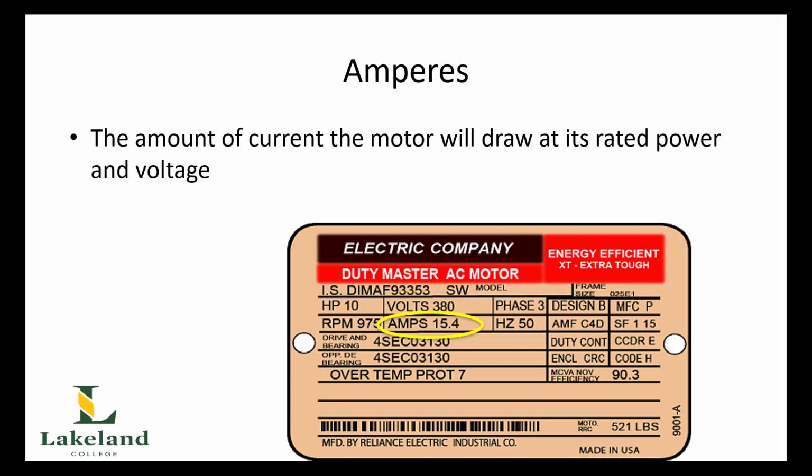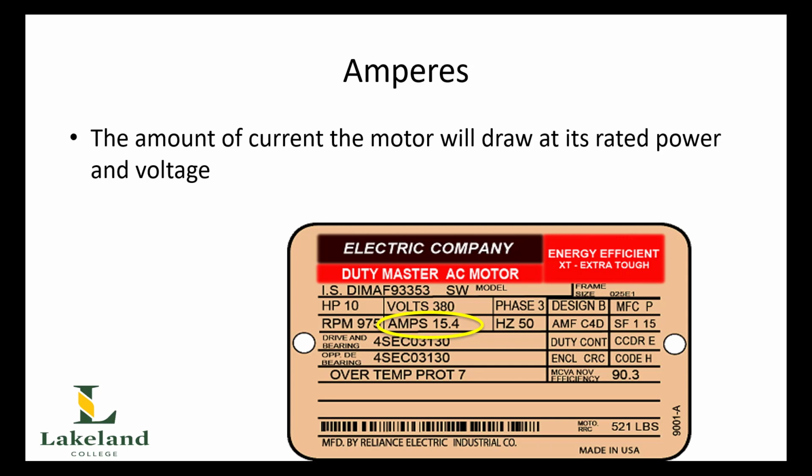The next one is the ampere rating. The ampere rating is simply how much current the motor is going to draw at its rated power and its rated voltage. So on our nameplate here, you can see we've got a 15.4 amp rating. That would be at the full load current. That is not the starting current.